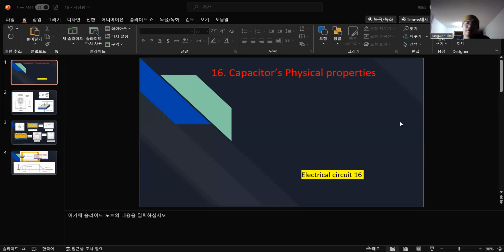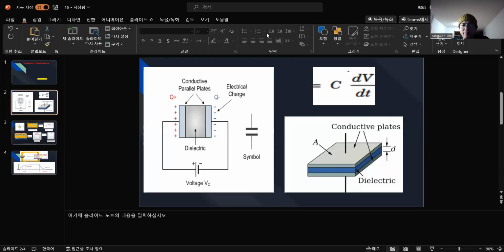Okay, today we will learn about capacitors, their physical meaning and properties. Let's move on. First of all, I will share the screen.